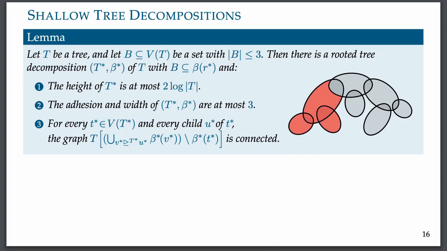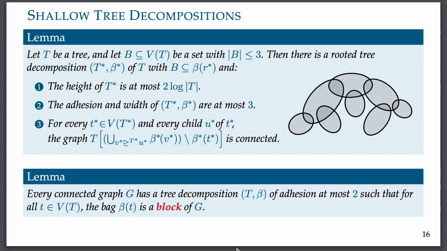However, we are starting off with a general planar graph, so we don't necessarily have a tree yet. We need something to get to a tree, and for this we can use the following lemma. We can turn every connected graph into a tree with small bag overlap, small adhesion, such that each bag has a certain guaranteed structure, which we call block. So we take G, we turn it into a tree, and we are guaranteed a small adhesion and a block structure in the bags. And we then use this tree and turn it into a shallow tree via this lemma of logarithmic height, still small adhesion, and the number of blocks in each new bag is small, bounded by 4.